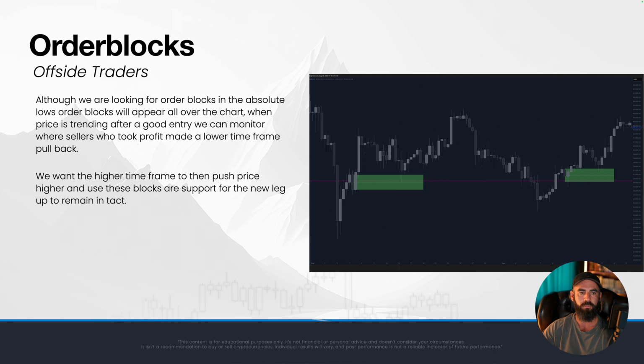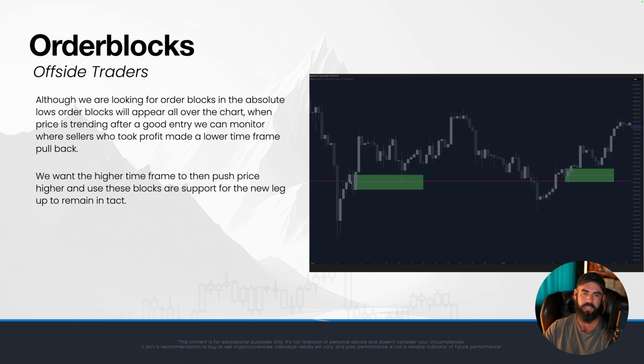Although we're looking for order blocks in the absolute lows, order blocks will appear all over the chart. When price is trending after a good entry, we can monitor where sellers who took profit made a lower time frame pullback. We want the higher time frame trend to push higher and use these blocks as support for the new leg up to remain intact. So even though we're not looking at the absolute bottom, you could already be in a trade, for example, but you can still see where it's sold off and price pushed higher again.